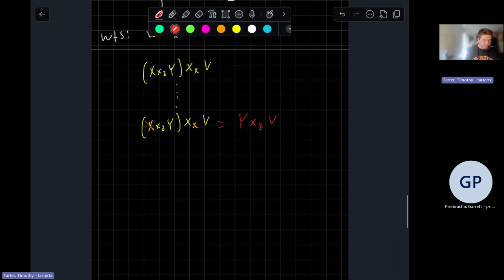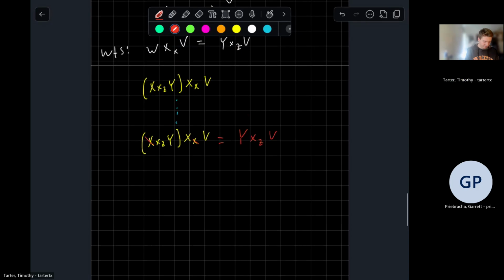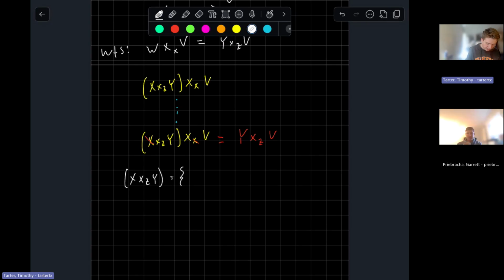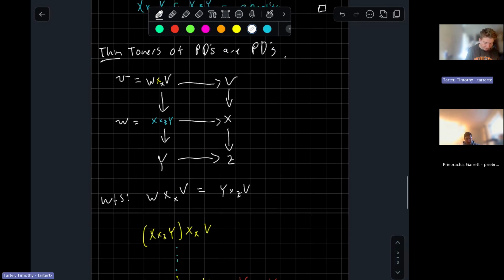Well, let's think about what this means. So the fibered product through Z with Y is the set of all pairs X and Y in the product XY, where, and now we need to start naming morphisms. I'm going to call this alpha, this beta. I'm going to call this theta and this gamma.